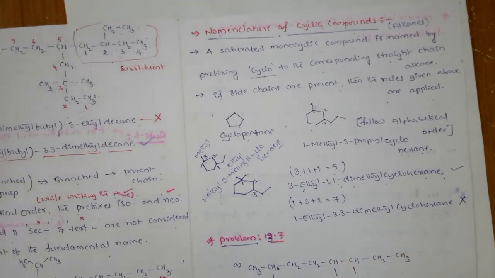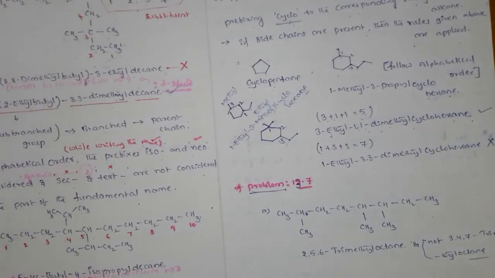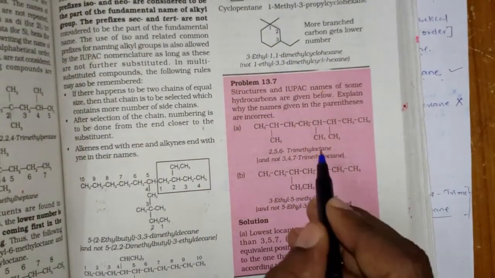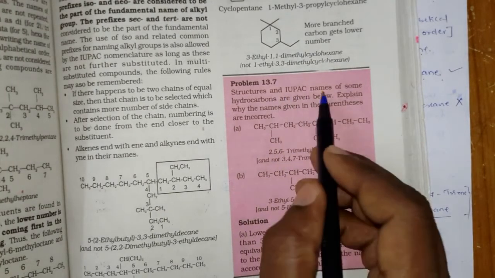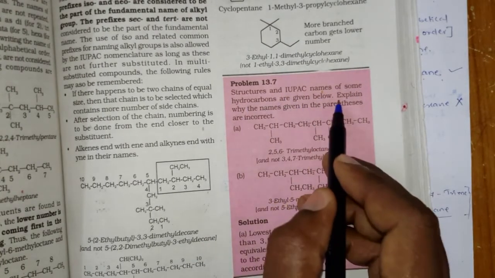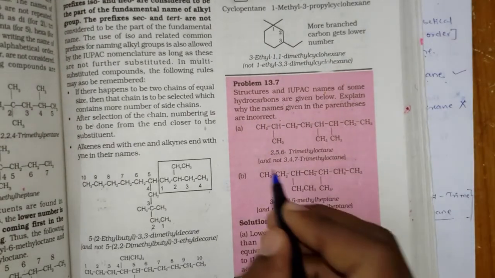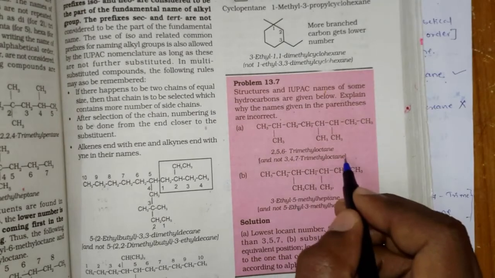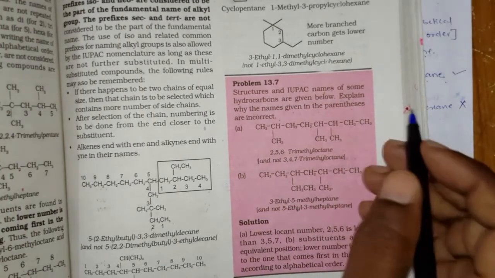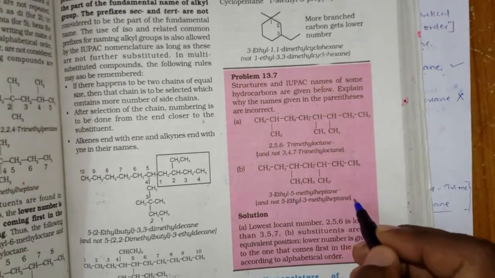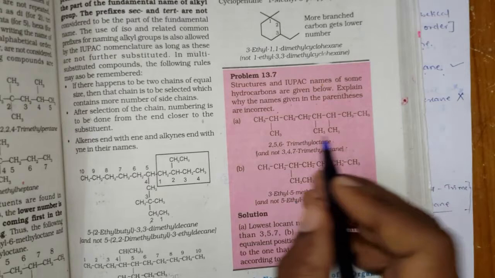Okay, so now we can see one problem, that is 13.7, which we can discuss now. It is very simple. Here he has given some structures and also some names. Structures and IUPAC names of some hydrocarbons are given below, and explain why the names given in the parentheses are incorrect. So these are incorrect. Why? He is asking why. The above one is correct and this is also correct, but this is wrong and this is wrong. Why is that? Look here.